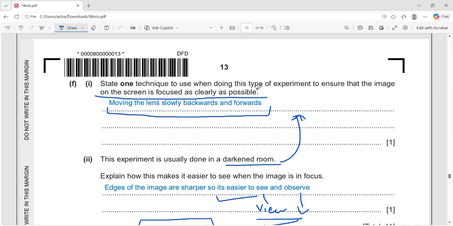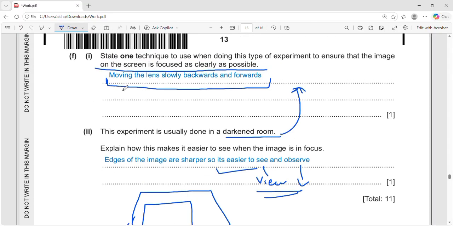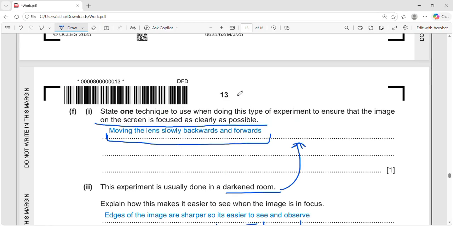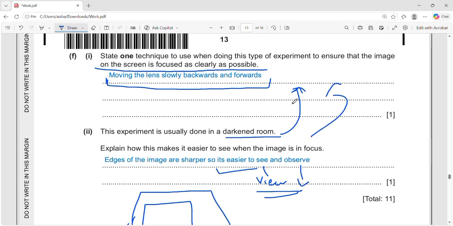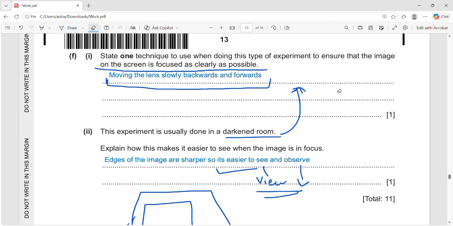State one technique to use when doing this type of experiment to ensure that the image on the screen is focused as clearly as possible. It's almost in the mark scheme, it's always this point: moving the lens slowly backwards and forwards. Or it can also be moving the screen slowly backwards and forwards if they ask you regarding something for the screen. Okay, this experiment is usually done in a darkened room. Also, this could be another improvement if they ask you about using a darkened room.